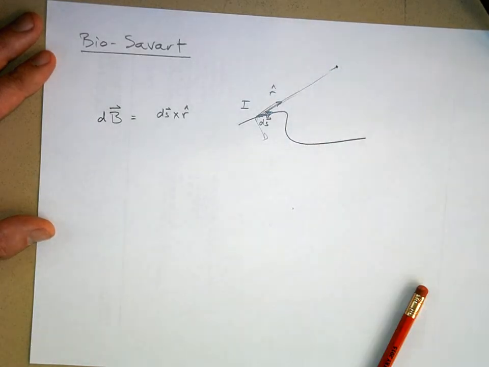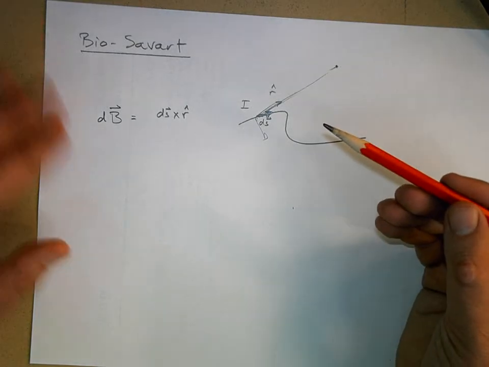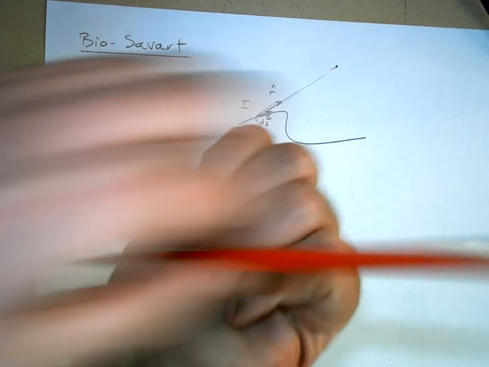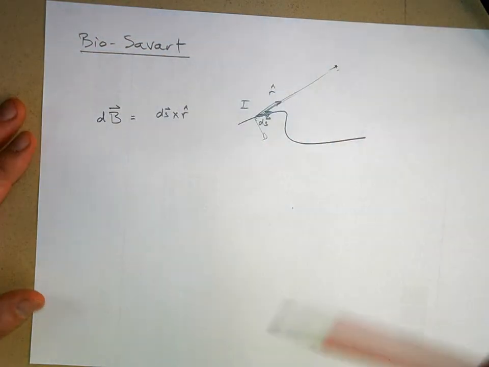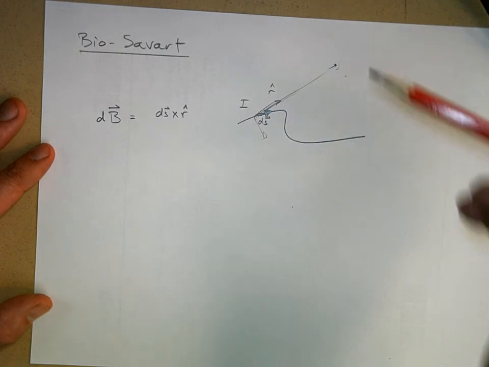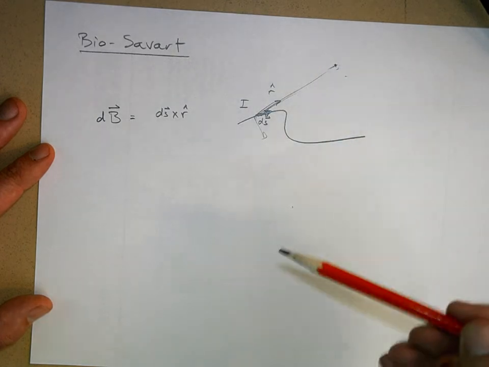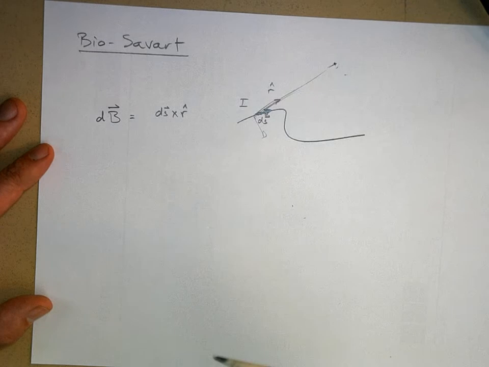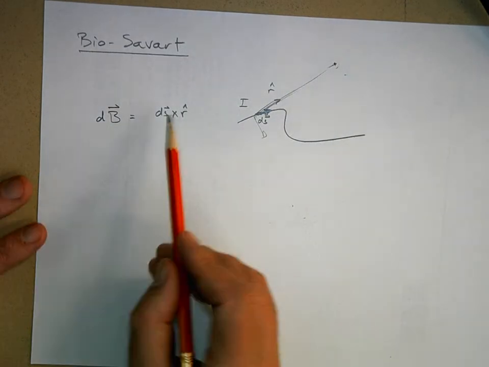And of course, if I'm on top of the wire, if I'm out here, ds cross r hat, my thumb would point sideways. So really what this ds cross r hat is what gives us this loop of magnetic flux. It comes out of the paper, comes over the top, goes into the paper, goes underneath, and we get a continuous loop of magnetic flux. It all comes from that ds cross r hat.